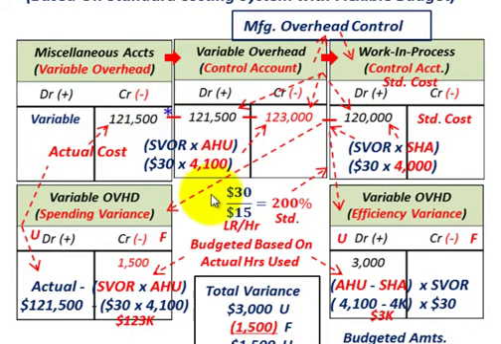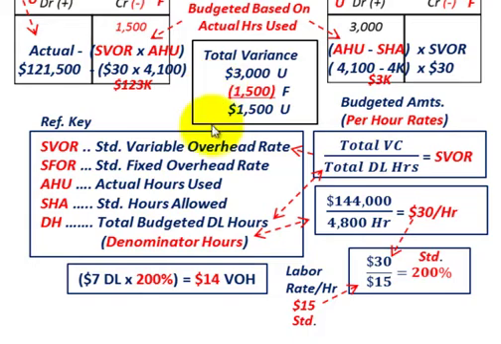Before we get into our calculations, let's go down and look at our reference key. For our problem, marked in red, SVOR is our standard variable overhead rate. SFOR would be the standard fixed overhead rate. We're not going to deal with it in this problem. AHU is the actual hours used. SHA is standard hours allowed. DH is the total budgeted direct labor hours for this monthly period.